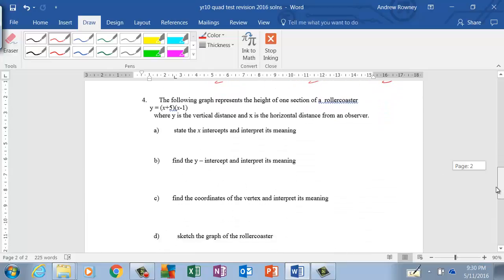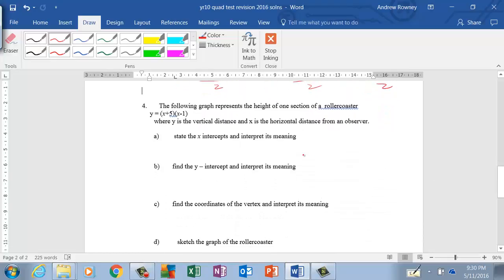Okay, question 4 and 5 are application questions. This is a roller coaster, x plus 5 and x take 1. State the x-intercepts. X-intercepts is when y equals 0. That's the definition of an x-intercept. So if we put 0 for y, we can see that x equals minus 5 is the answer to making y 0, and x equals 1 is the other answer. So that makes those two brackets 0, so they're the two x-intercepts.